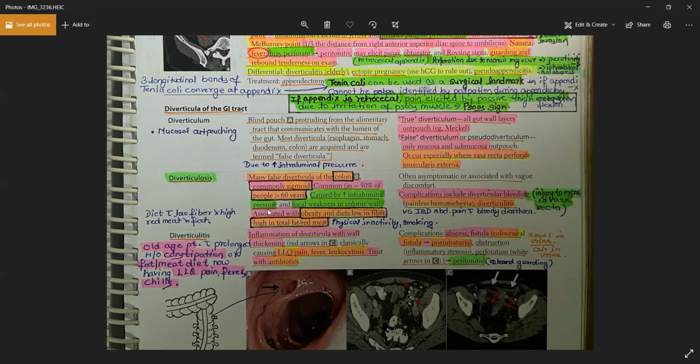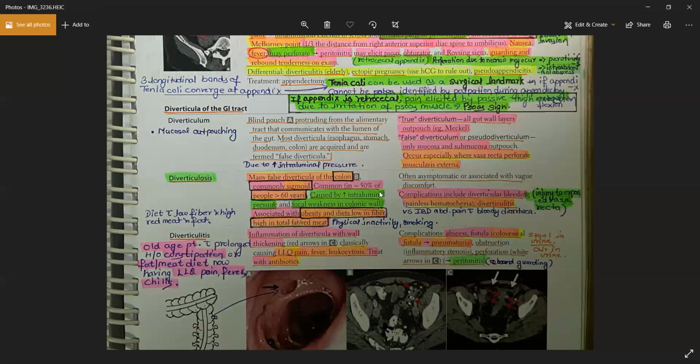So the cause includes an increase in the intraluminal pressure, okay? And that happens whenever the patient has a history of constipation, right? Or he might be taking a diet which is low in fiber, okay, and high in red meat or total fat. Whenever the fat or red meat content is very high and the fiber content is low, or the patient has a very chronic history of constipation, in that case you will have an increased intraluminal pressure, okay? And at the site where the wall is very weak, which is where the vasa recta perforate the muscularis externa, the outpouching will occur, right? And it will form diverticulosis, right?